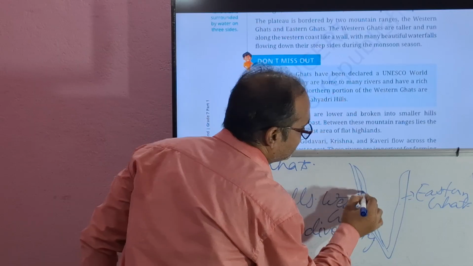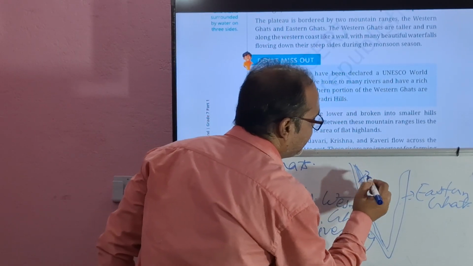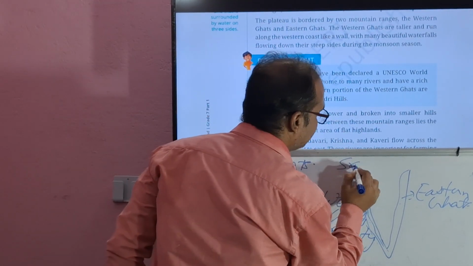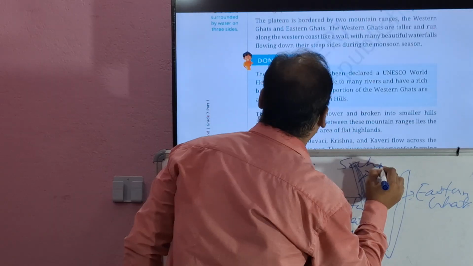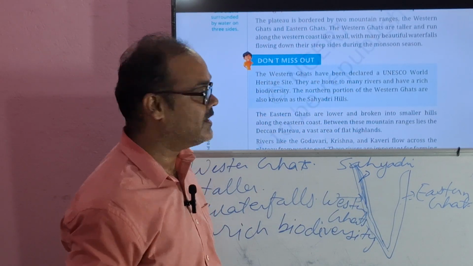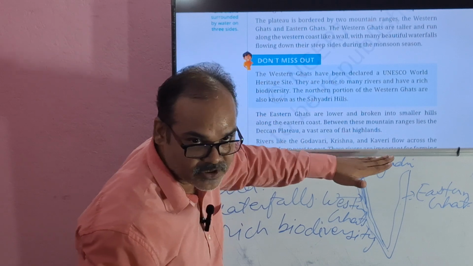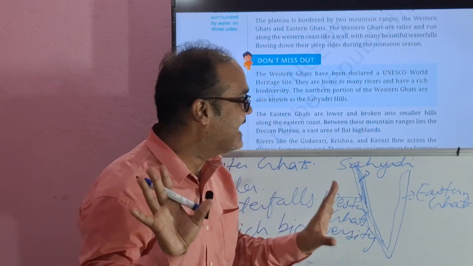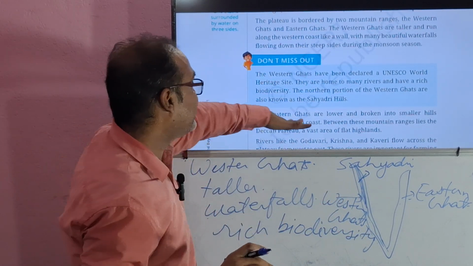Then the northern portion of the Western Ghats is known as Sahyadri. The northern portion, this upper portion, what do we call it? Sahyadri. Sahyadri Hills. This is the northern part of the Western Ghats. What do we call it? Sahyadri Hills.